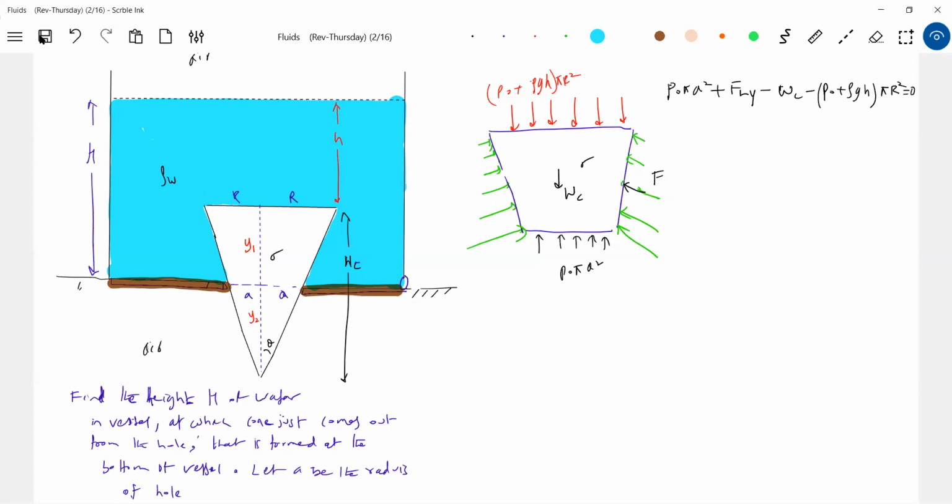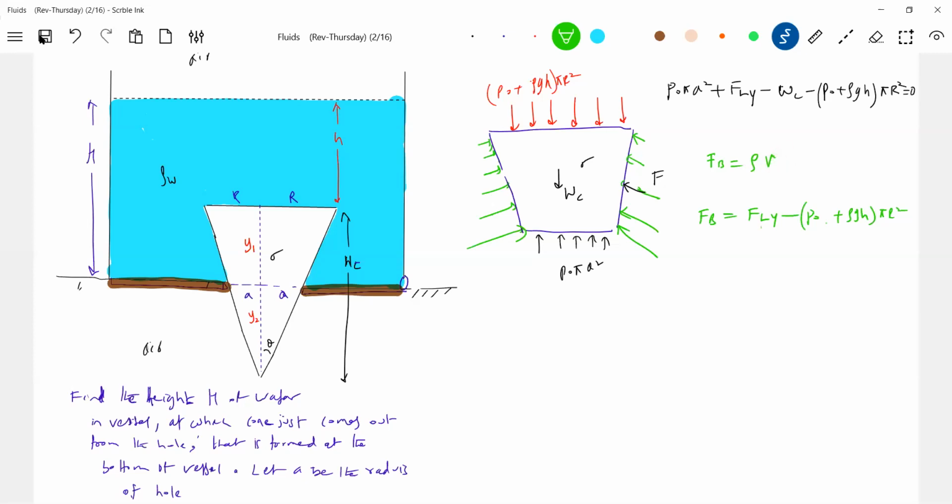So separately, I'll come out of this. Now, what is the buoyant force acting? Density of water, volume immersed into g. So what is this buoyant force? This buoyant force should be equal to FLY minus P naught plus rho gh into pi r square. So you should get that FLY.